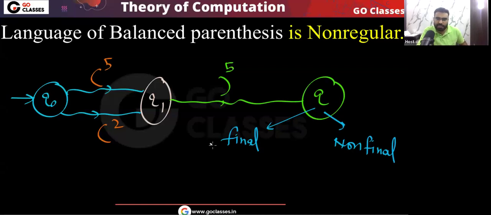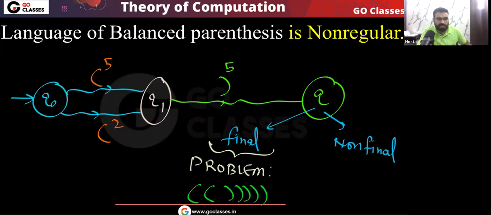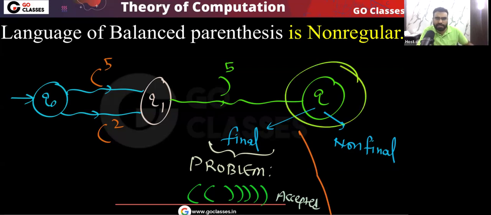Because if I make it final, tell me where is the problem? If I make this state final, then you can notice that this string is accepted, but this is not balanced parenthesis. So if I make it final, then open bracket 2 times and close bracket 5 times is accepted. But this string should not be accepted. So definitely there is a problem in our DFA. If I make it final, then there is a problem. Now if I make it non-final, is there any problem?